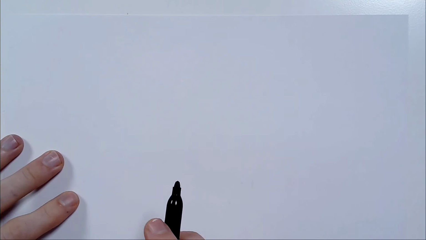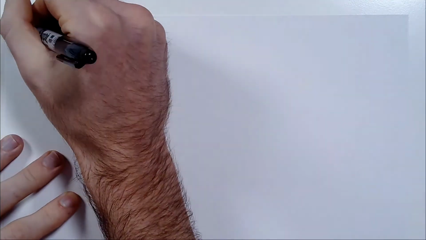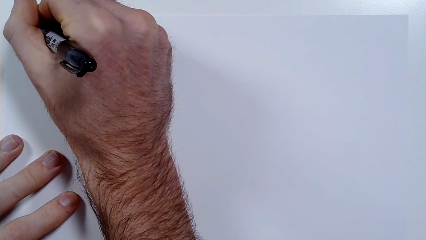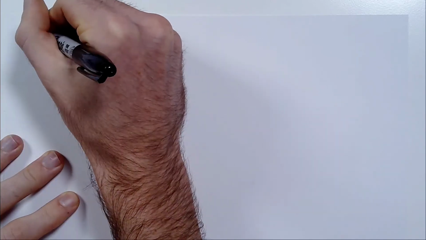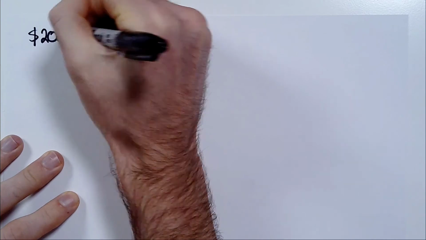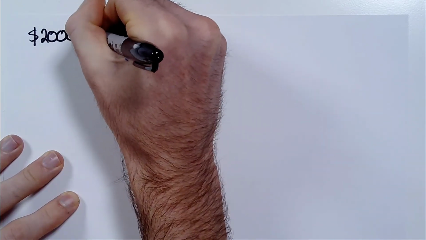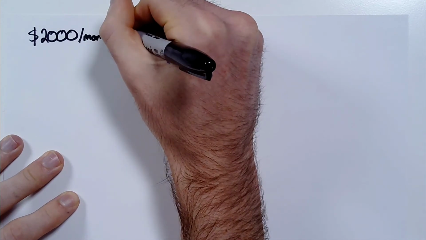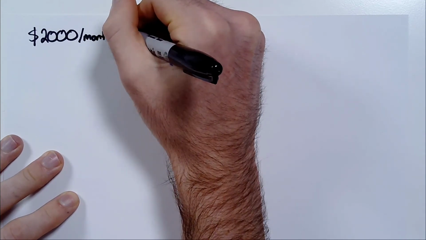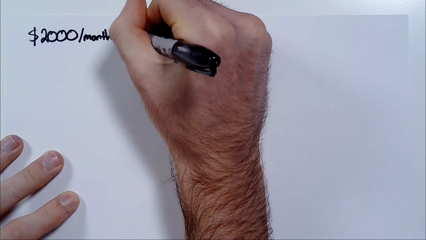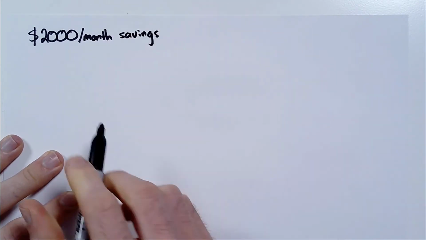So let's lay out a scenario as an example. Let's say that you're a prudent saver, and this is a pretty good savings plan. It's realistic when you have a full-time job, hopefully. So let's say you're saving $2,000 a month, okay? It might be less, it might be more in real life, but that's about $500 a week. That's a pretty good amount to save if you can. So you have $2,000 a month of savings.